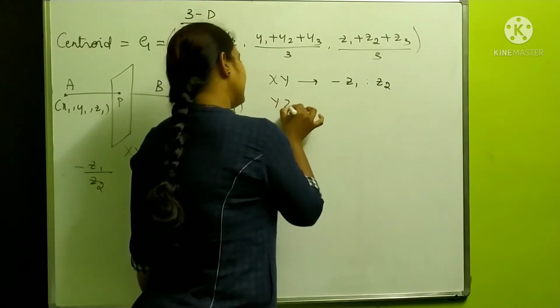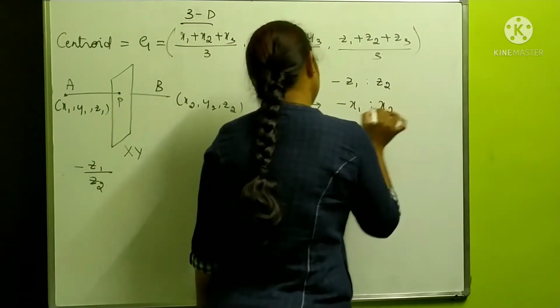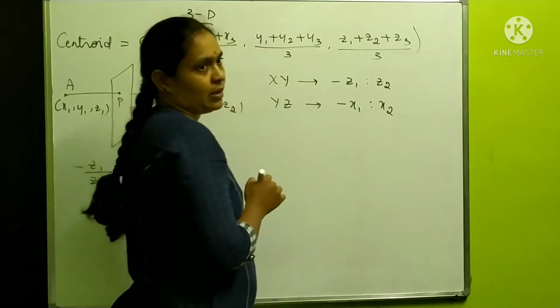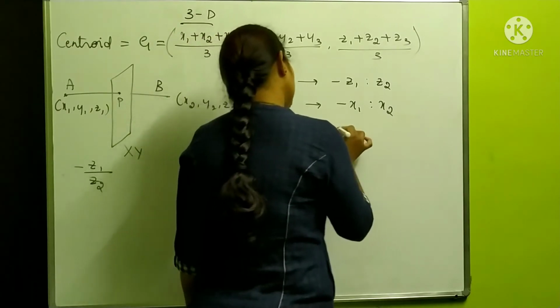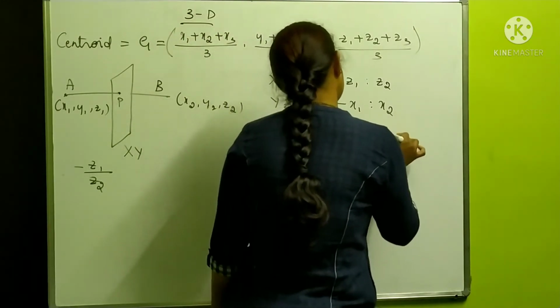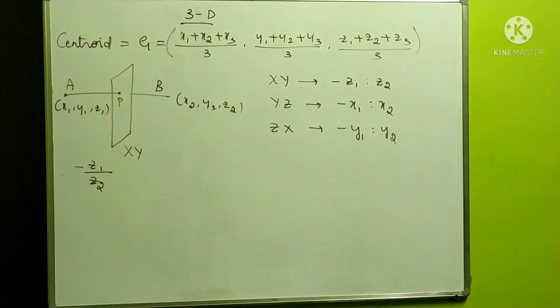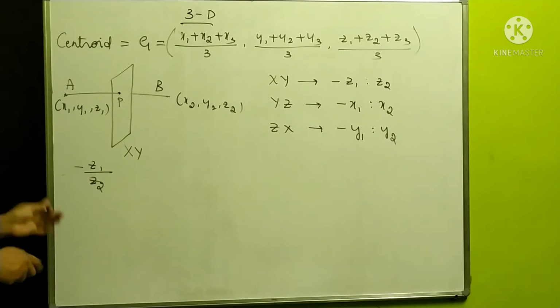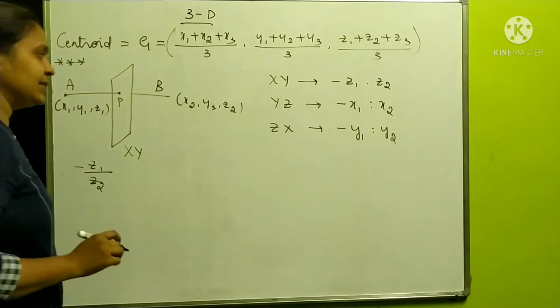If it is divided by the YZ plane, then the ratio is minus x1 is to x2. If the same line is divided by the ZX plane, then the ratio is minus y1 is to y2. This is how you have to consider the ratios, because a question will come on this. This is a very important concept.